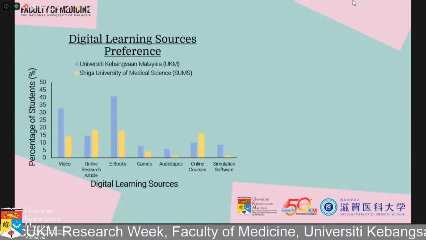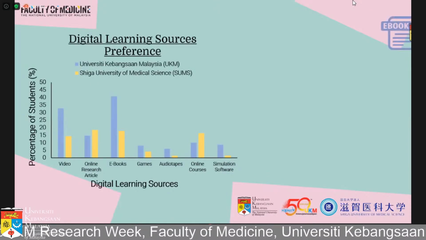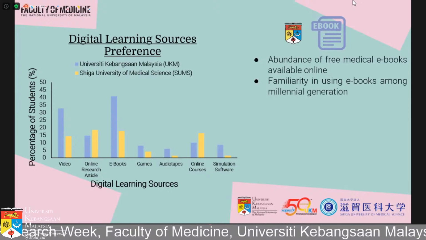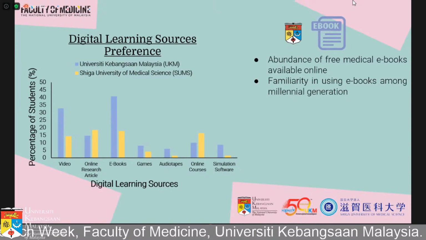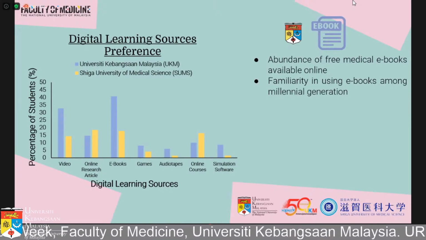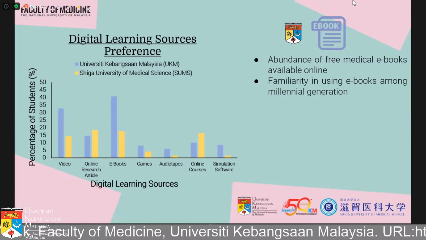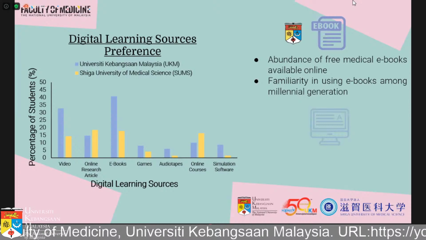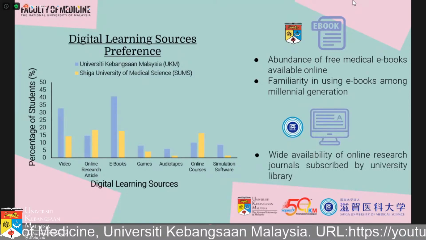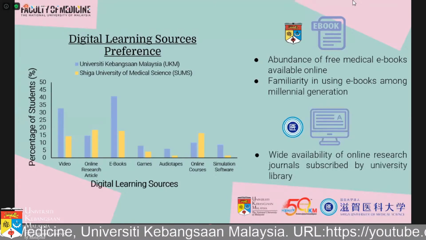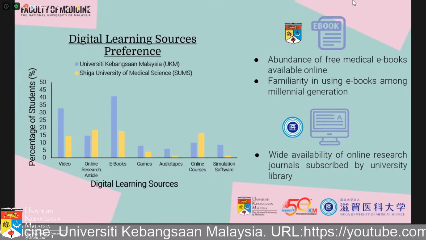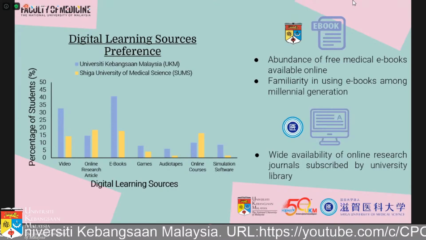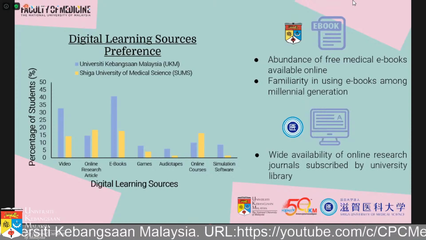For the preferred digital learning sources, for UKM medical students, ebooks is the most preferred source. This is reasonable as there is an abundance of free medical ebooks available online now, and ebooks are pretty convenient as we do not need to bring those textbooks around. While for SUMS medical students, online research article is the most preferred source. This is because SUMS has prescribed a lot of online research journals, making it easy for students to access these online research articles.